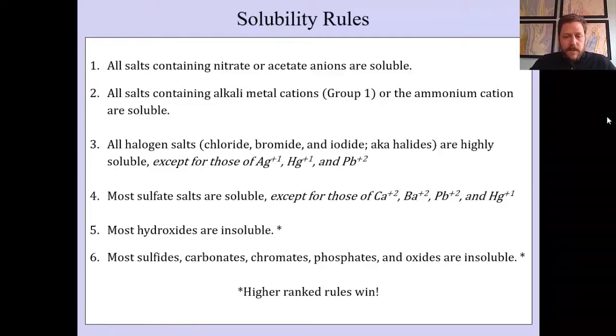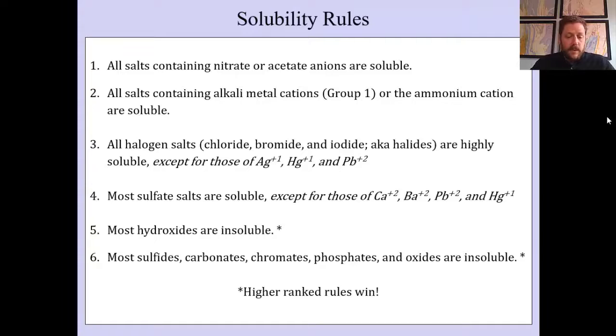Rule number 3 says that halogen salts, in other words, halides, chloride, bromide, iodide, and so on, are highly soluble. There are 3 important exceptions: silver halide, mercury 1 halide, and lead 2 halides. In other words, something like silver chloride or silver bromide and so on, those would be insoluble. Sulfate compounds, rule number 4, are soluble, but there are also some important exceptions there. Calcium sulfate, barium sulfate, lead 2 sulfate, and mercury 1 sulfate are all insoluble compounds.